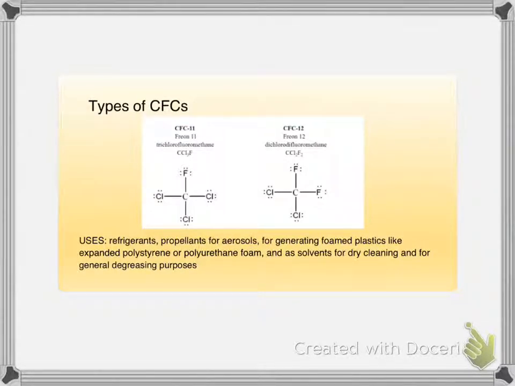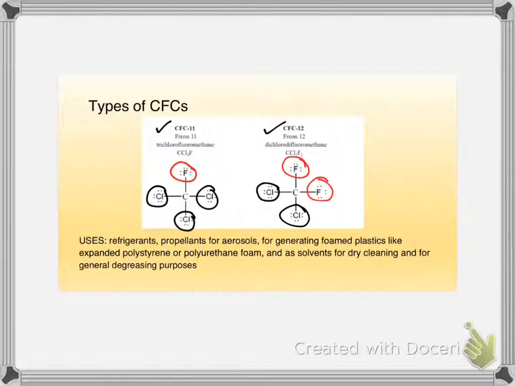There are two CFCs you have to know. They are Freon 11 here and Freon 12 here. Now take a look at these two structures. You can see that Freon 11 has 3 chlorine atoms. Freon 12 has 2 chlorine atoms. Freon 11 has 1 fluorine, and Freon 12 has 2 fluorine. So be prepared in the exam to recognize Freon 11 and Freon 12. You can remember Freon 12 is 2, so you have 2 fluorine and 2 chlorine. Okay, if that helps you a little bit.